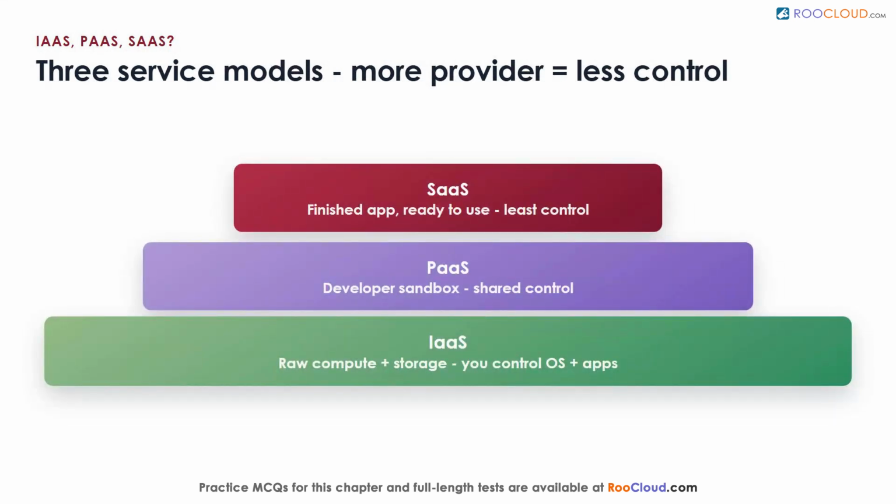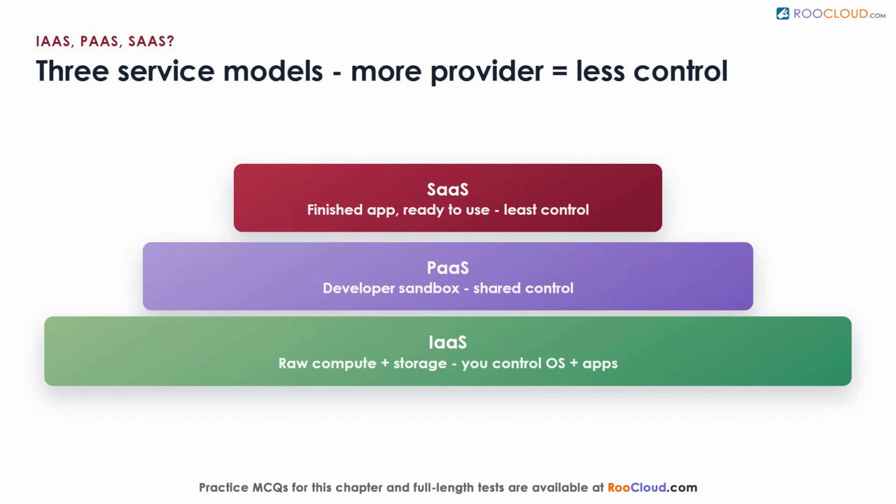What are the cloud service models? Three of them stand out. Infrastructure as a service gives you raw computing and storage. You control the operating system and applications. Platform as a service gives developers a sandbox to build in. Software as a service gives a finished application ready to use. The more the provider manages, the less you control. And the reverse is true too.